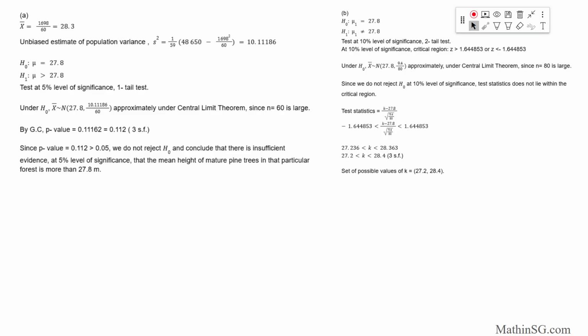Anything else that is unknown, whether it's mu, x bar, sigma, n, or whatever, you need to use the test statistic method and compare the test statistic with the critical region. So you need to know both methods of hypothesis testing well for your H1 exam.